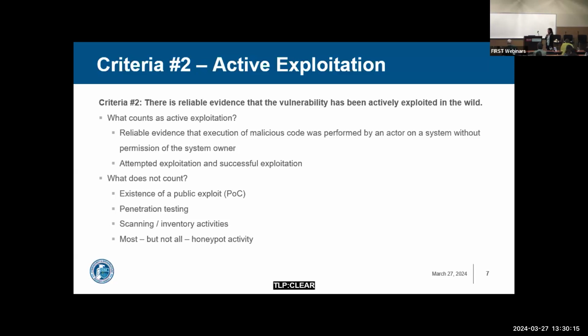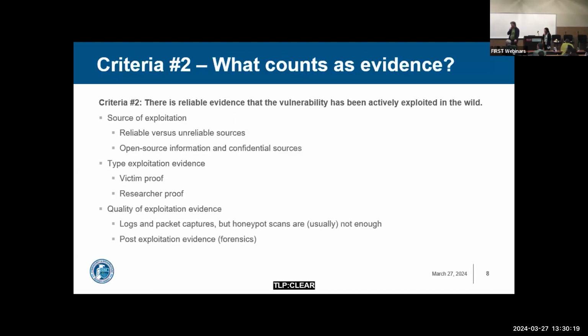I think that brings us to our next slide, Jonathan's slide, the last question of what counts. When we talk about what counts as exploitation, we have to think about many different things. There are many caveats in the information we collect. We have to look at the source of exploitation, the type of evidence that we get, and the quality of the evidence that we get, because everything is different.